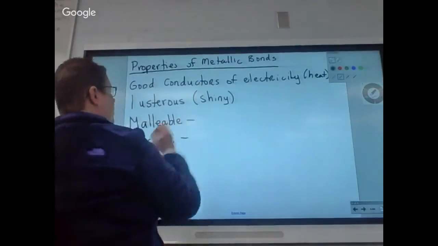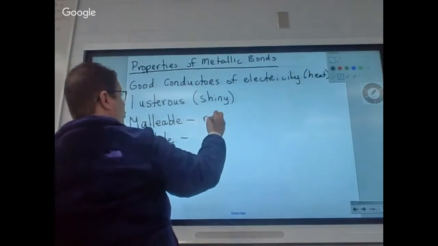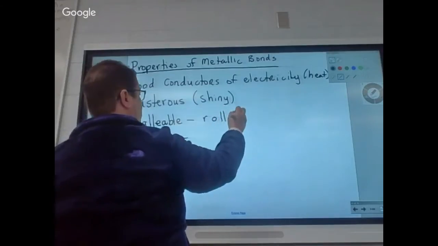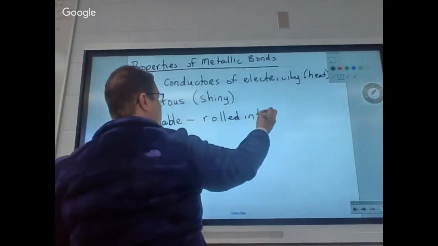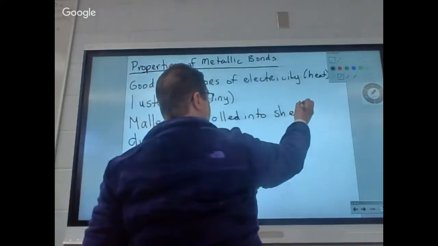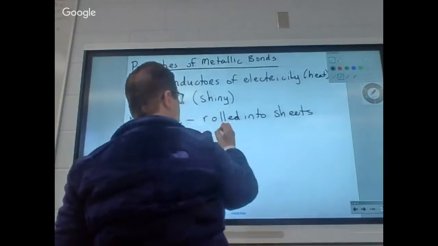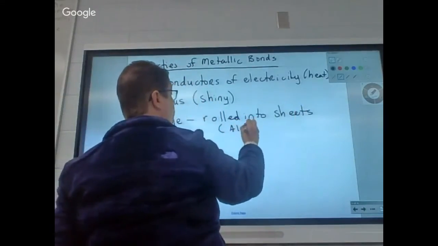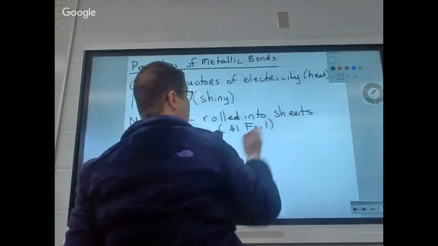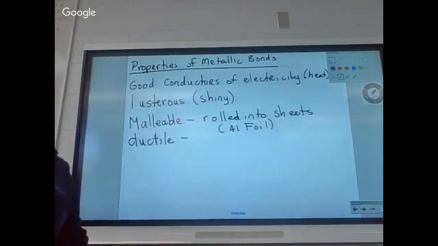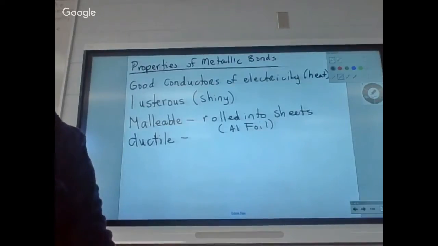All right, malleable means it can be rolled into sheets. Okay, so think aluminum foil. That's the best example I can give you that everybody probably has in their house. Things that can be rolled out into sheets are malleable.